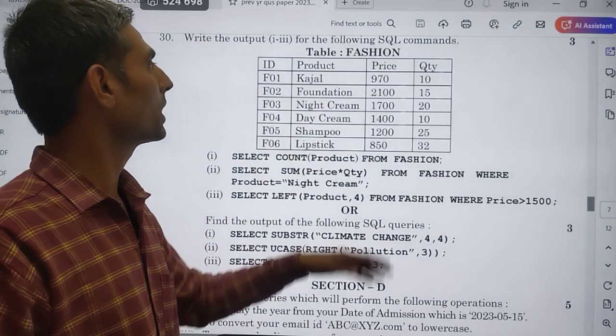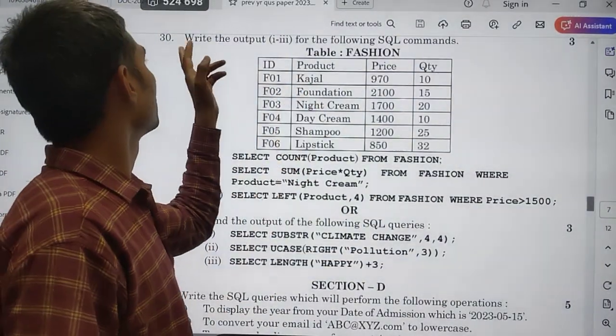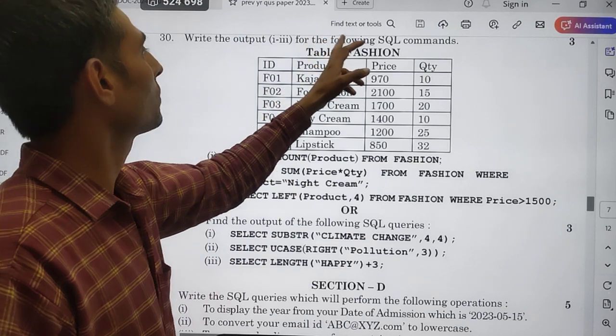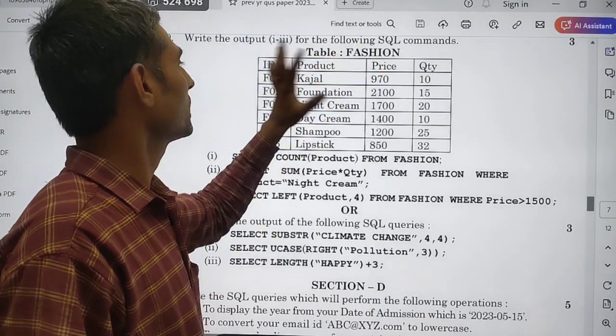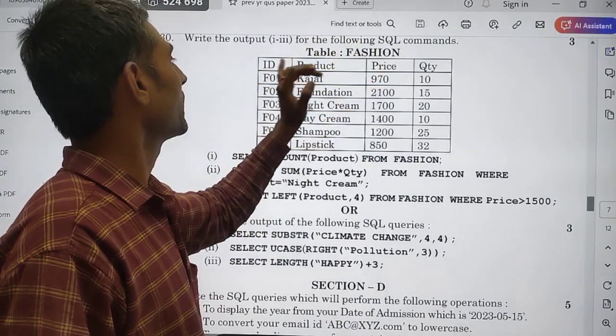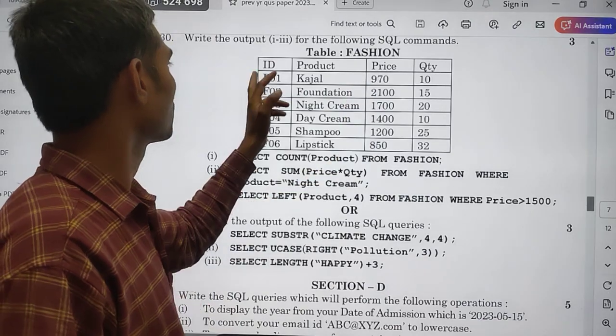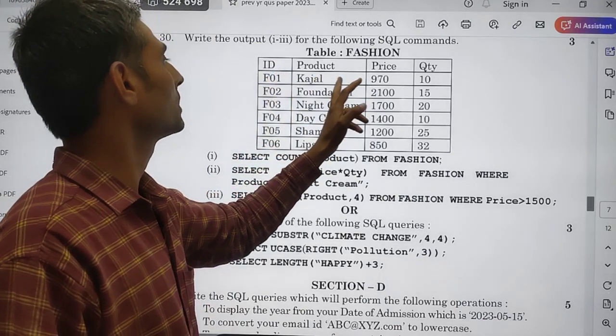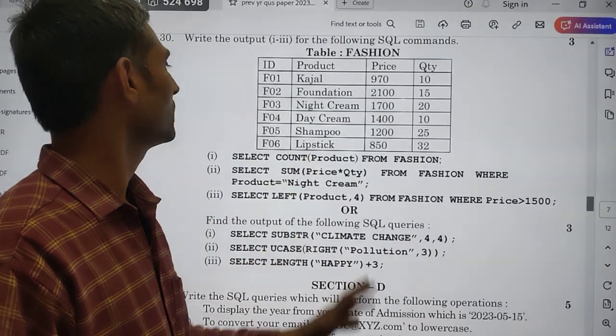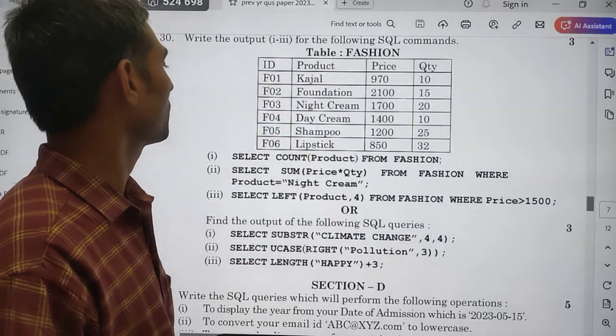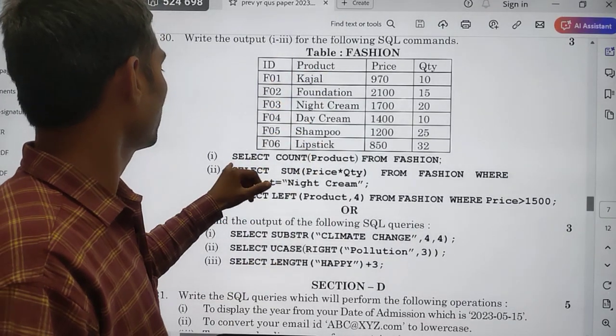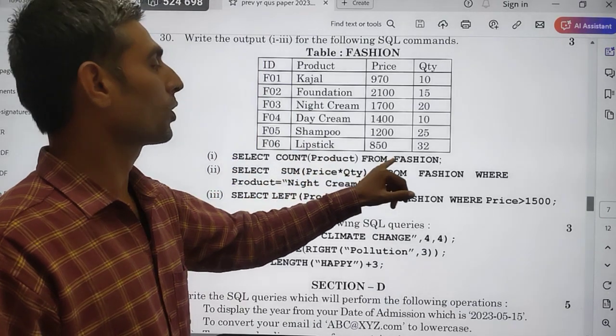If you look here, this is our table. Write the output for the following SQL commands. Table name is fashion. Here we have 4 columns: ID, product, price and quantity. ID is F01, Kajal, 970 and quantity is 10. So these are the columns of the table. And select count(product) from fashion.